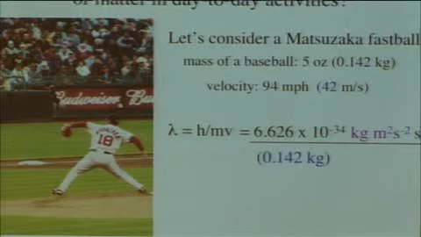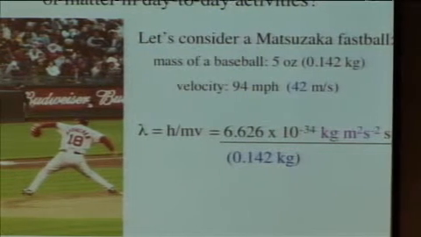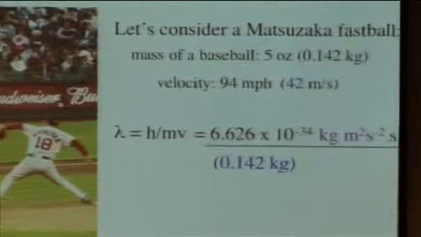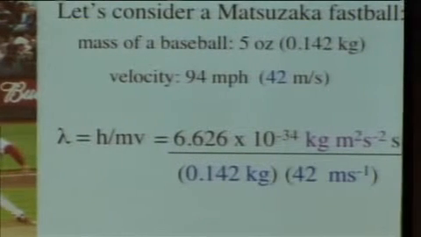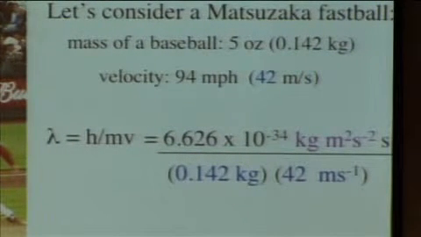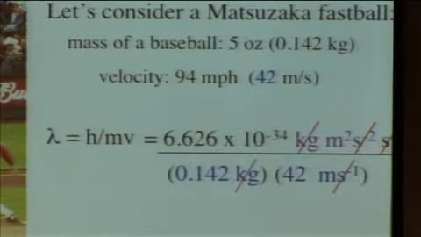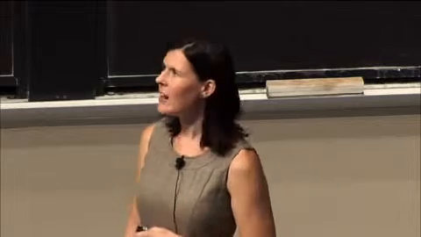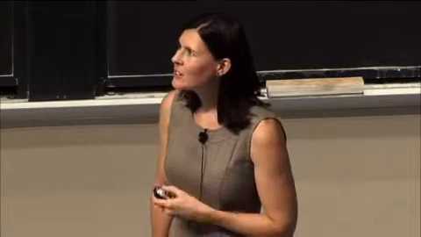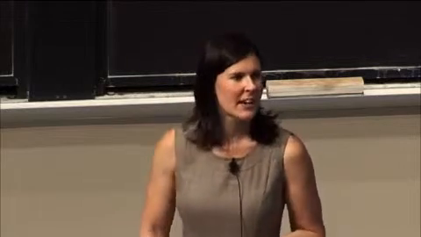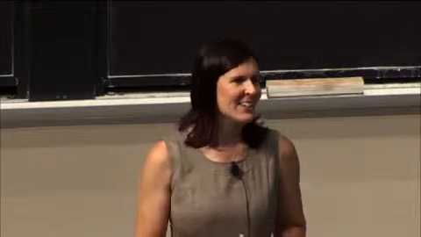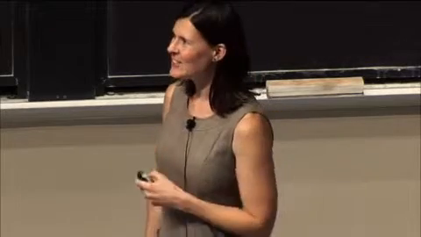We divide that by the mass, so 0.12 kilograms. That's the mass of a regulation baseball for the major leagues. And the velocity of the baseball is 42 meters per second. So we can cross out our units doing our unit analysis. The seconds cross out, the kilograms cross out, one of the meters crosses out from the top. So we're left with an answer in meters. It's always good when we're looking for a wavelength that our answer is in a unit of length. That's a good sign already.